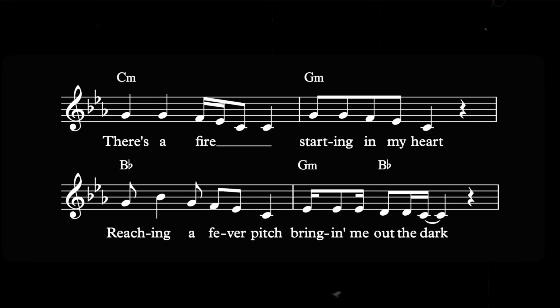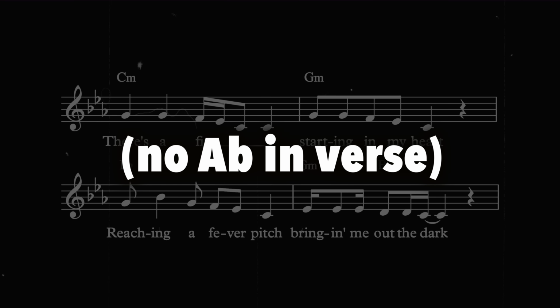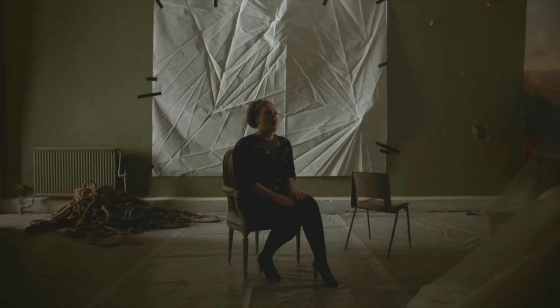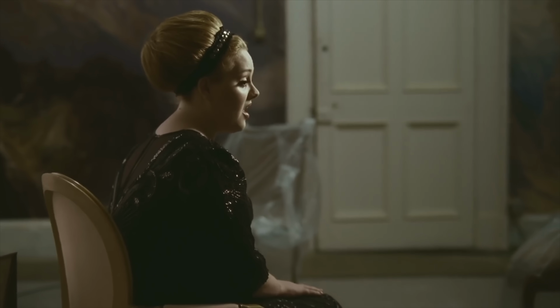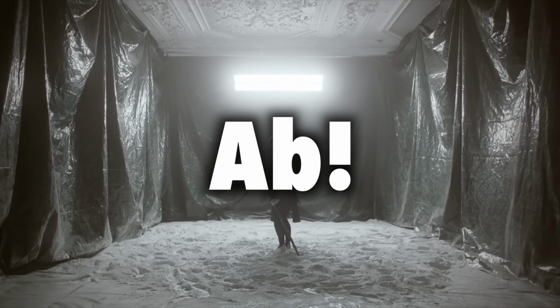The verse of Rolling in the Deep is noteworthy because there is no A flat anywhere in the instrumentation or in the vocal melody. The first time that we hear the note A flat in the entire song occurs on the pre-chorus, in the bass part no less. It really feels like an event, a development of the story of Adele's heartbreak that's expressed through A flat.